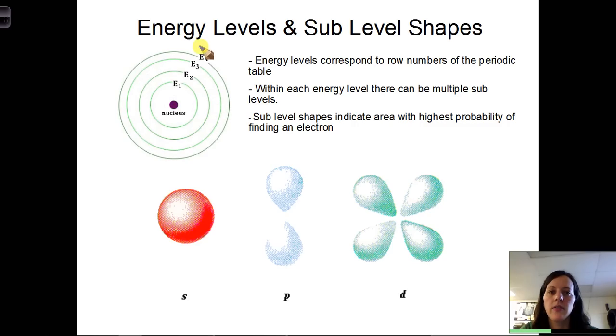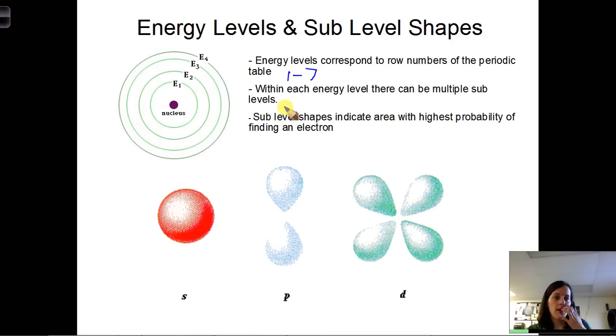Alright, so energy levels. The energy level actually corresponds to the row number on your periodic table. So there are 7 different rows on the periodic table. They number from 1 through 7. So you will have electron configurations depending on the number of electrons within that particular atom that can go up to a 7 as far as energy levels. So these are typically numbers. And if you want to think of what's traditionally called the Bohr model of the atom, where the nucleus is in the middle, each energy level is one of those rings around the atom.